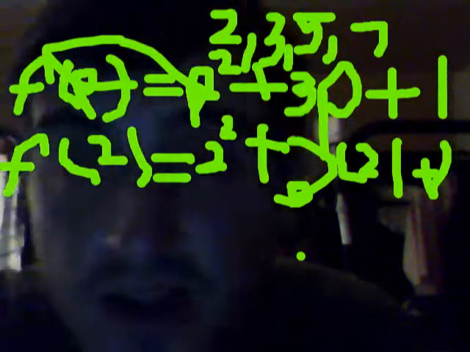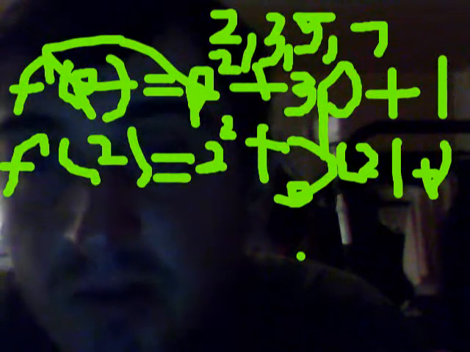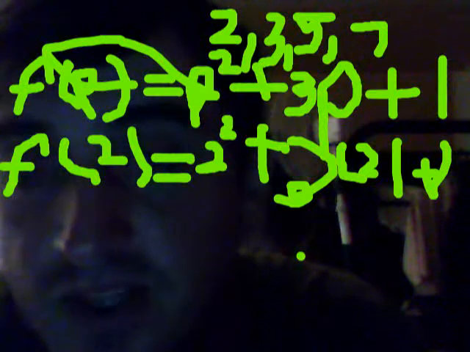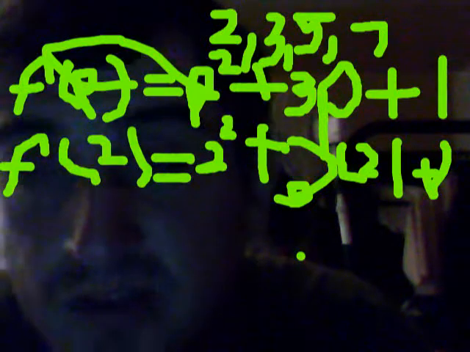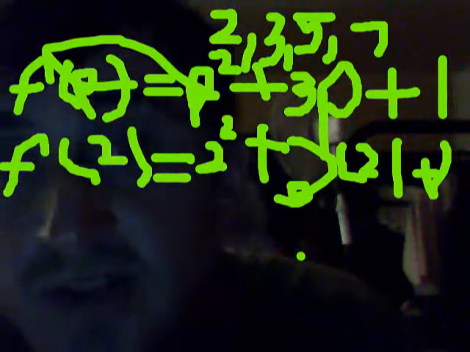Just why not? And then the next one would be 5 squared, 25, plus, remember the formula, 3 times p, which is this time 5, so 15. So we have 25 plus 15 is 40, plus 1 gives you 41, that's another prime. So then you do the same thing with 7.